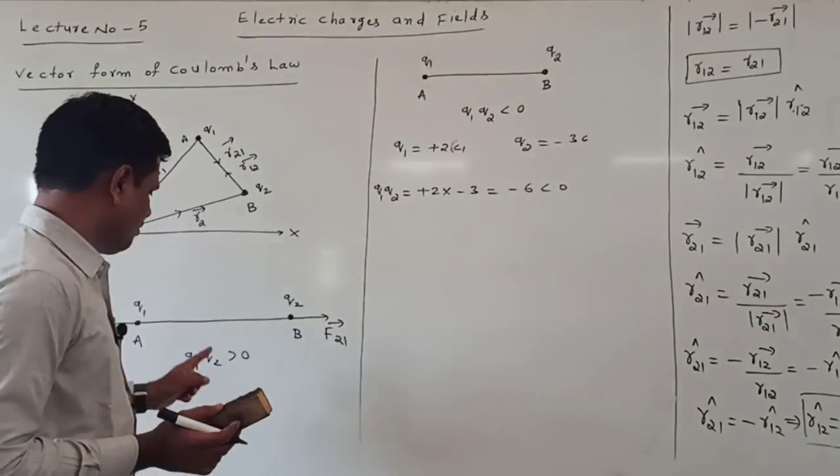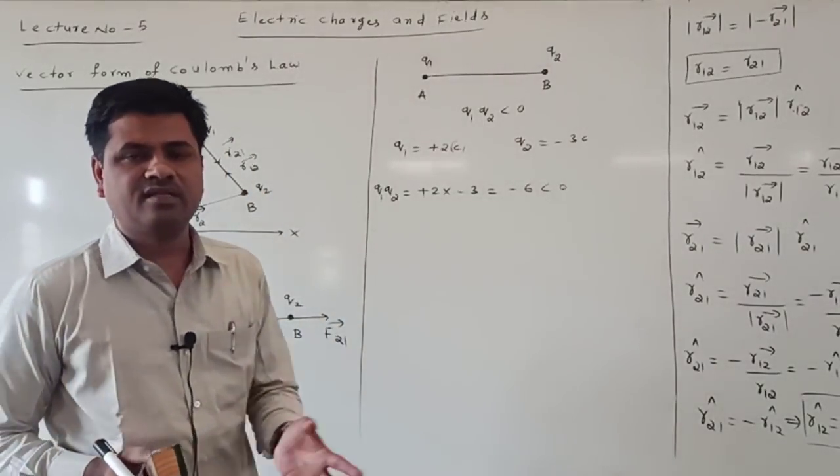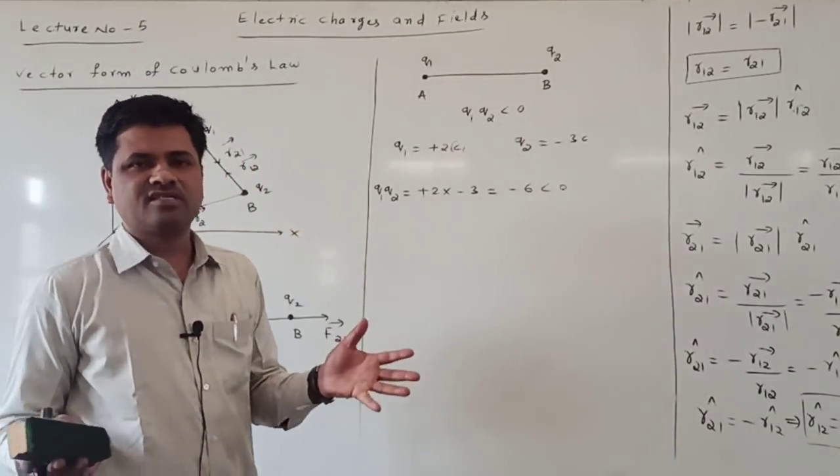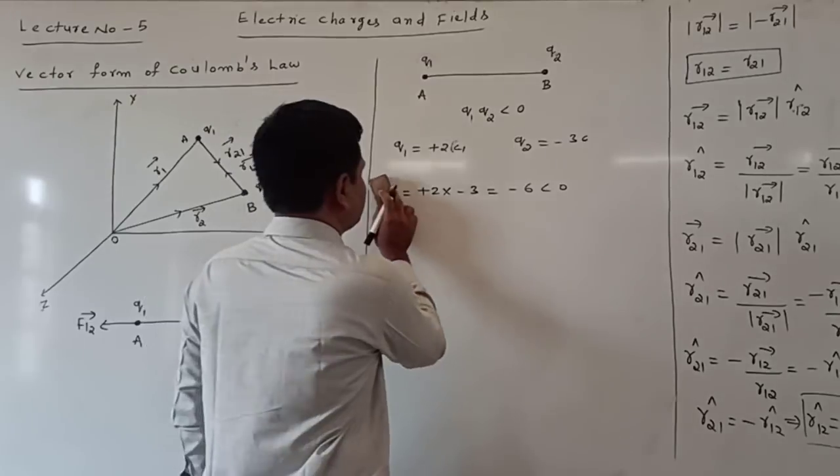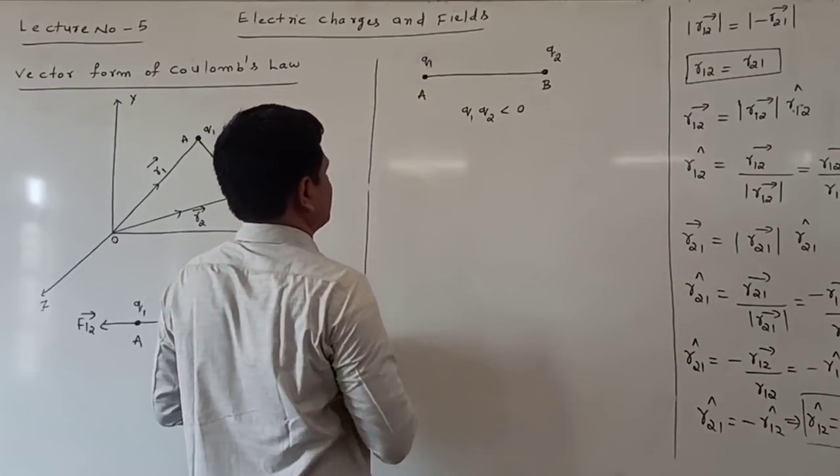Here Q1 Q2 greater than 0. What is the meaning of this? These are like charges. Like charges repel each other. Unlike charges attract each other. That's the reason we are giving the directions of the forces.